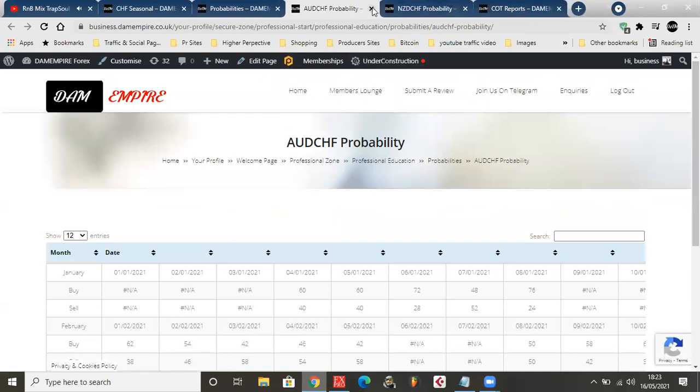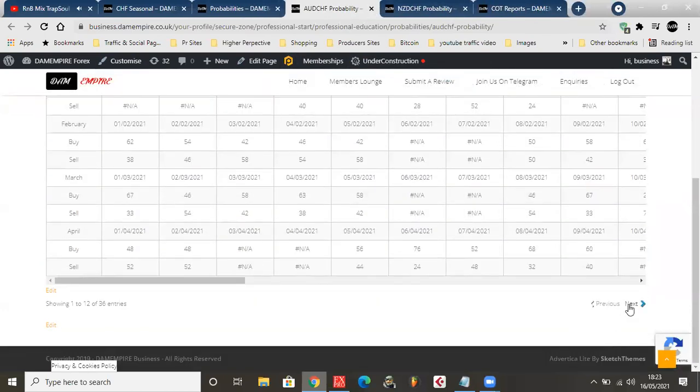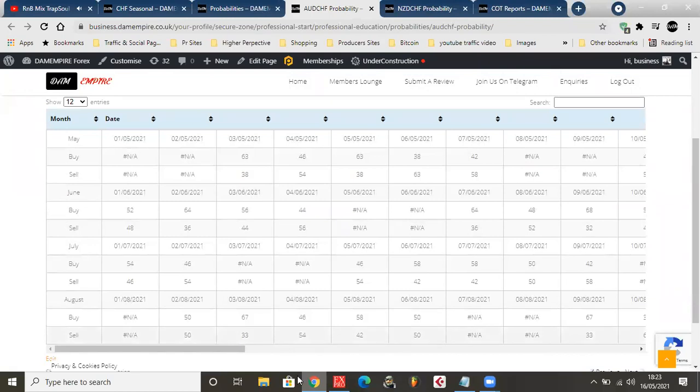I can leave the AUD and the NZD out of it, just for time's sake, so I can find another asset variation. Let me just, yeah.